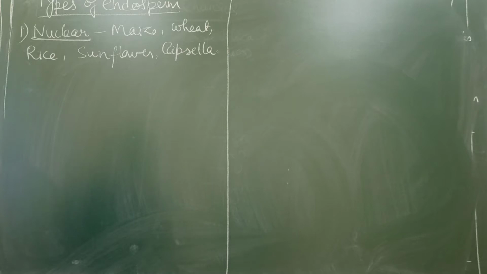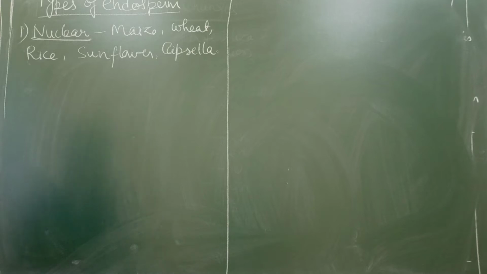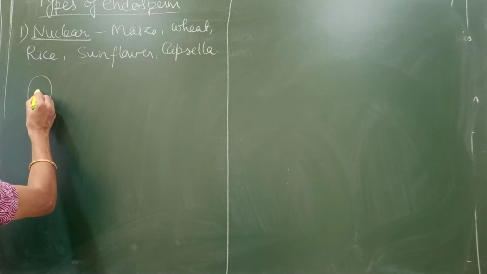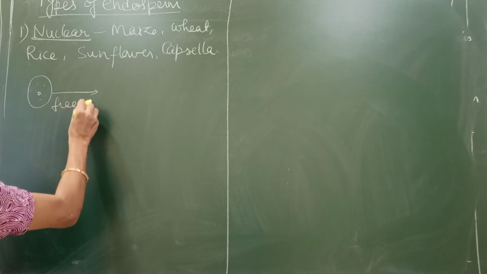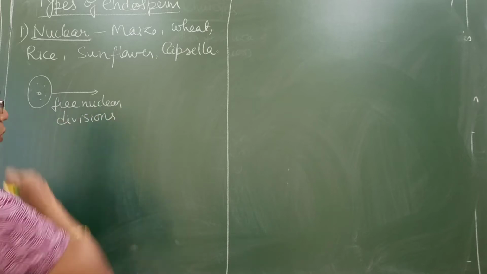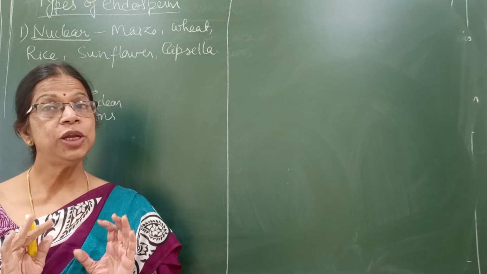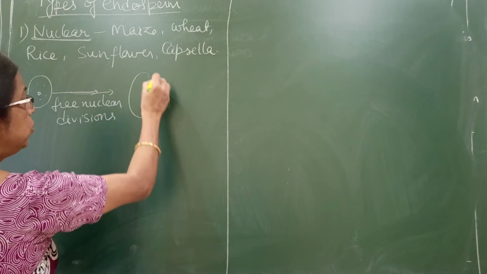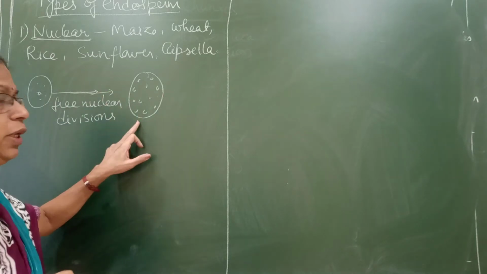Nuclear endosperm is found in maize, wheat, rice, sunflower and Capsella. Here the primary endosperm cell initially undergoes free nuclear divisions. Free nuclear divisions mean only mitotic division without cell wall formation. So all the nuclei will be present in a multinucleated state.